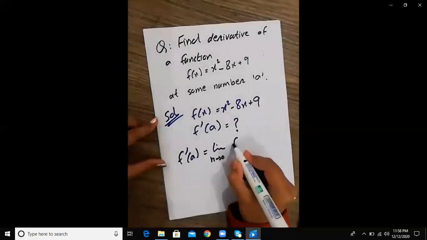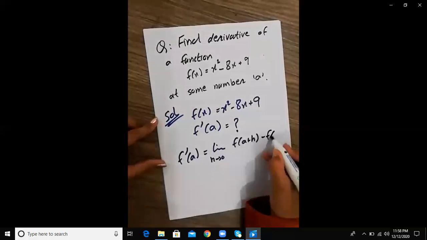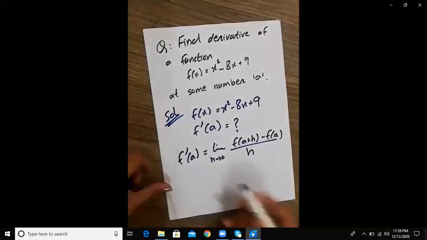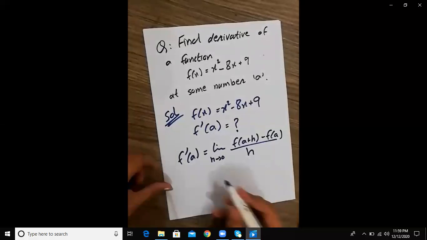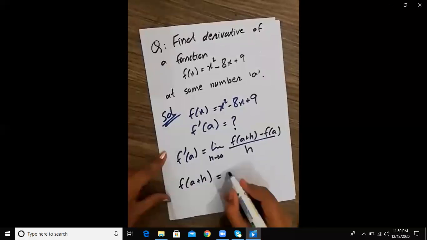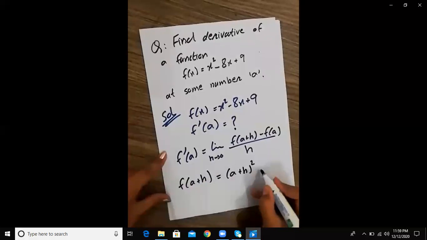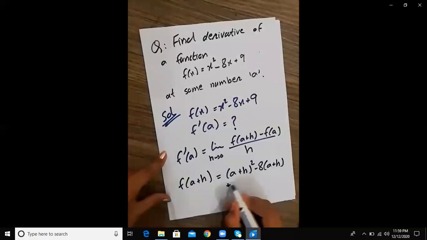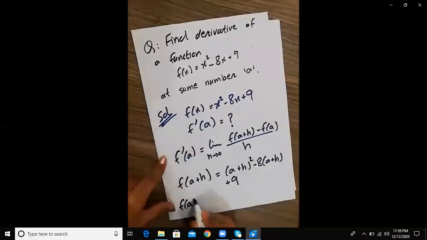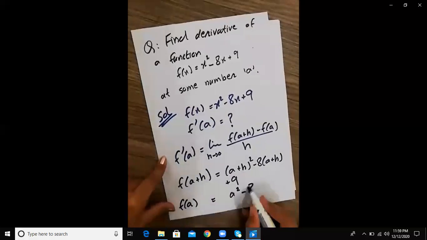So we know that f prime of a is equal to the limit as h approaches 0 of f of a plus h minus f of a over h. So f of x is given. We will put a plus h in the place of x. So f of a plus h is equal to a plus h whole square minus 8 into a plus h plus 9. And f of a is equal to a square minus 8a plus 9.